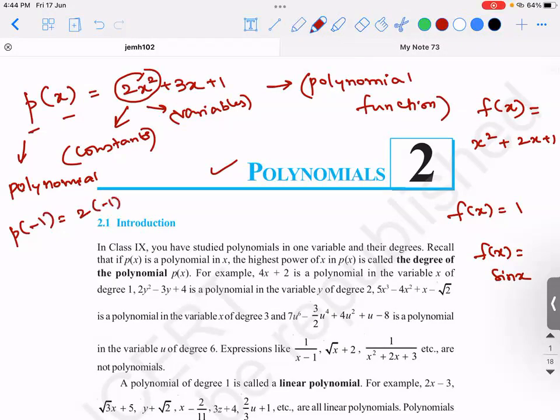So 2 into minus 1 square plus 3 into minus 1 plus 1. So it will be 2 minus 3 plus 1. The answer will be 0. So I randomly substituted and the final value is coming out to be 0. Right, now you have a grip of what is a polynomial.